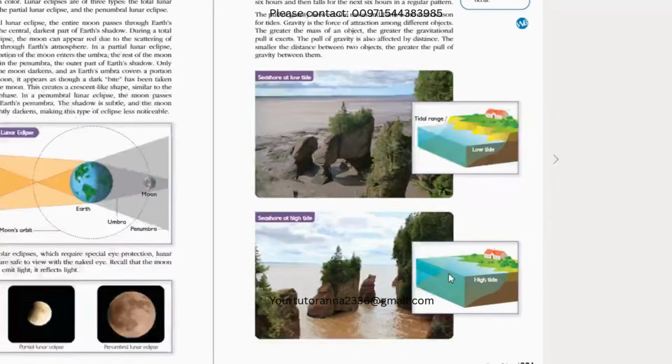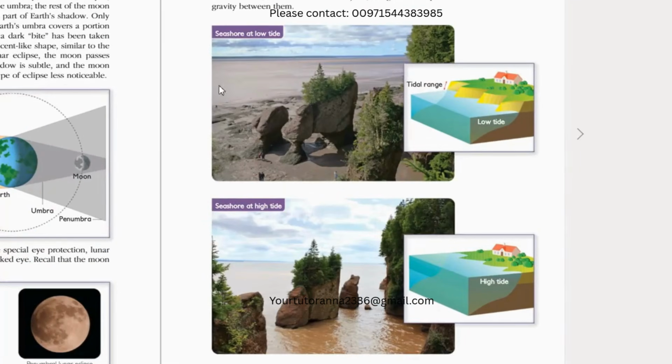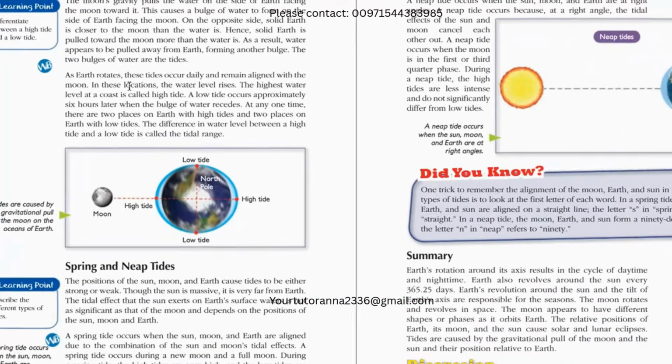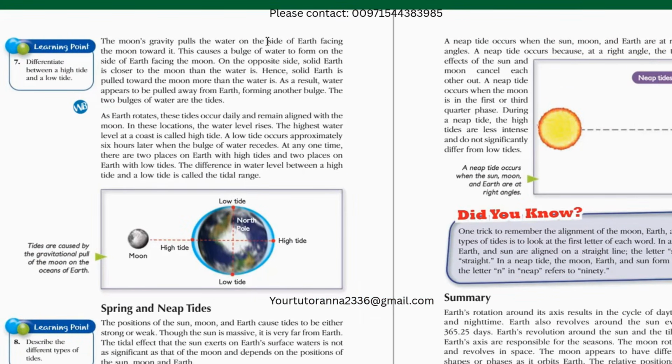Okay, let's go to the next one. So you see this seashore at high tide and seashore at low tide. The moon's gravity pulls the water on the side of Earth facing the moon towards it. Remember, there are places where the moon is closer to the Earth, so there is more gravity pull. Remember the distance, right? And sometimes it's away from the Earth, so it pulls on other things. So it's a process of pulling.